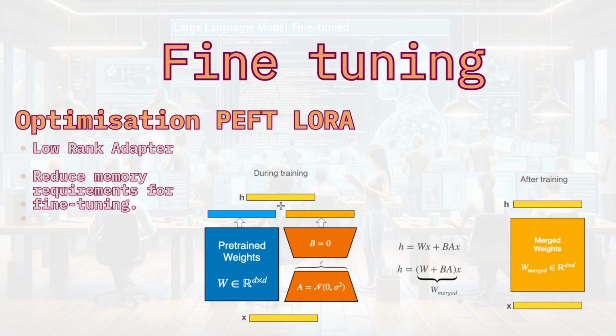Enter PEFT, parameter efficient fine-tuning, and specifically a method called LoRA, low rank adaptation. Without diving too deep into the mathematics, LoRA allows us to train only a small portion of our model by creating adapters. Picture it like this. We have our model with its pre-trained weights, and we create a LoRA matrix divided into two parts. We train only certain parameters to create an adapter, and the combination of the original model and this adapter creates a new model with the desired behavior.